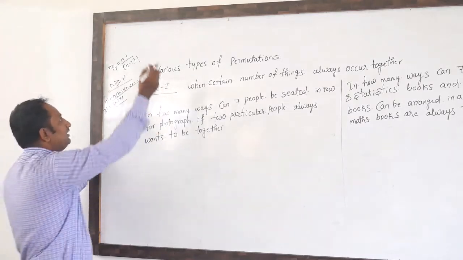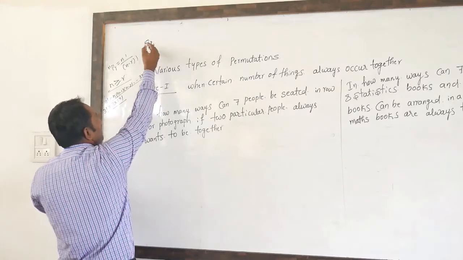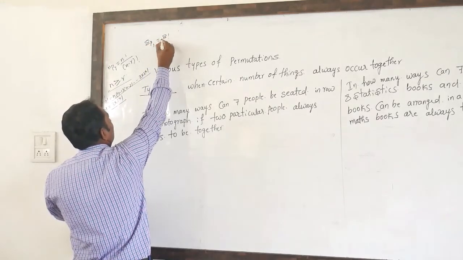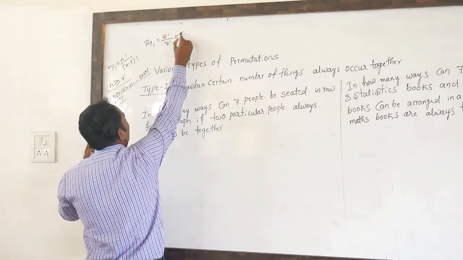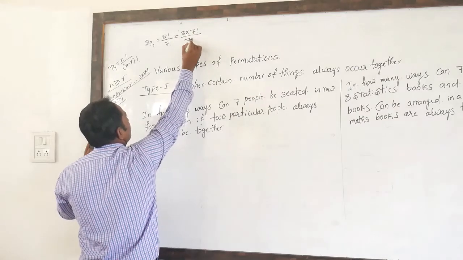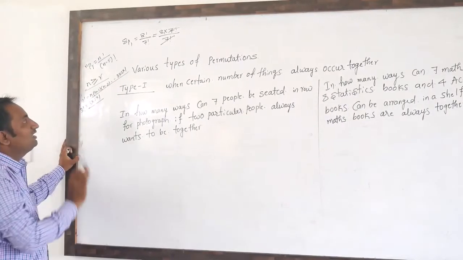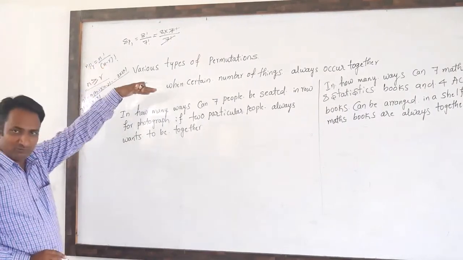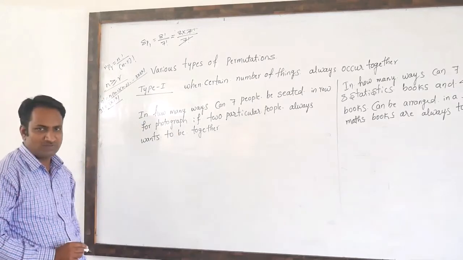Already we know that 8P1 value is 8 factorial divided by (8 minus 1) factorial, which is 7 factorial. That is 8 into 7 factorial divided by 7 factorial. 7 factorial gets cancelled. We get the value 8. Similarly 10P2, 5P3. Here we already know all these concepts.